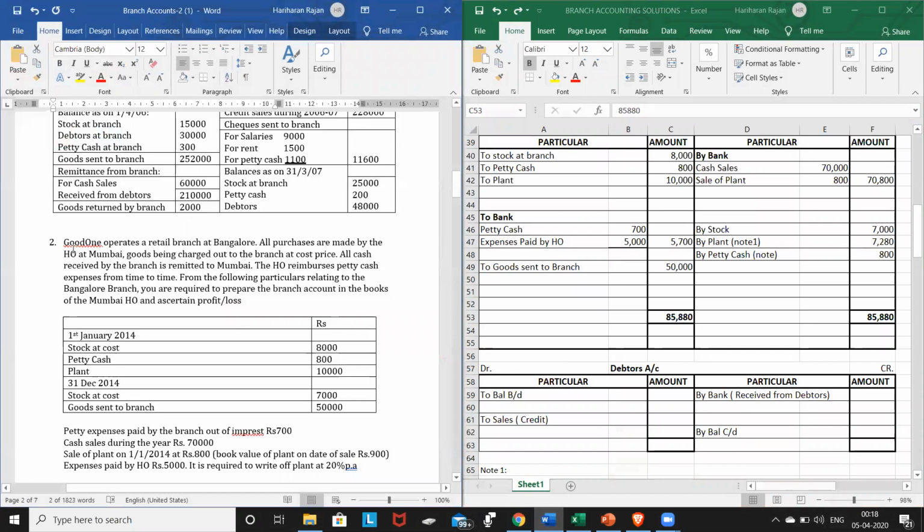Last class we saw the problem: Goodone operates a retail branch at Bangalore. All purchases are made by the head office at Mumbai, goods being sent to the branch at cost price. All cash received by the branch is remitted to Mumbai, that is the head office. The head office reimburses petty cash expenses from time to time. From the following particulars relating to the Bangalore branch, you are requested to prepare the branch account in the books of Mumbai and ascertain profit and loss.